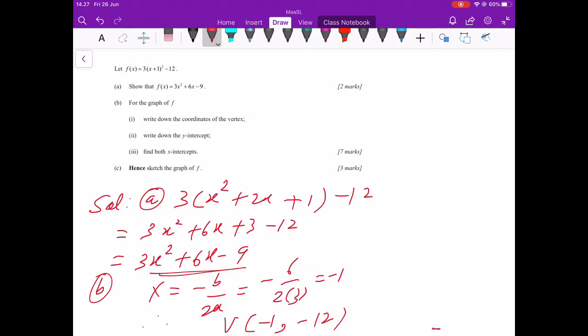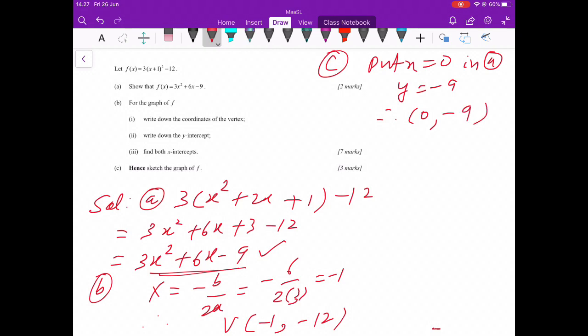Now part C. Part C is: write down the y-intercept. The y-intercept is the point where the curve crosses the y-axis, and on the y-axis the x-coordinate is 0. So when I put x = 0 in this equation from part A, y will be equal to −9. Therefore the y-intercept is (0, −9).